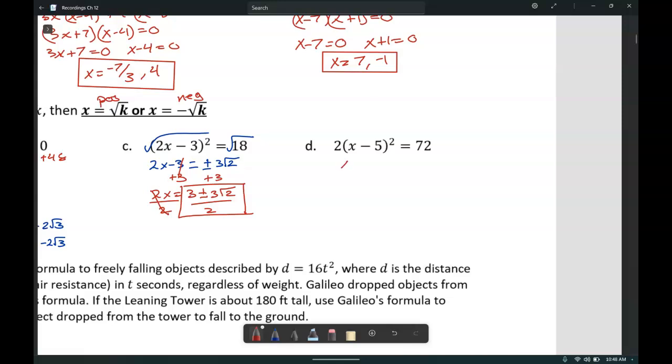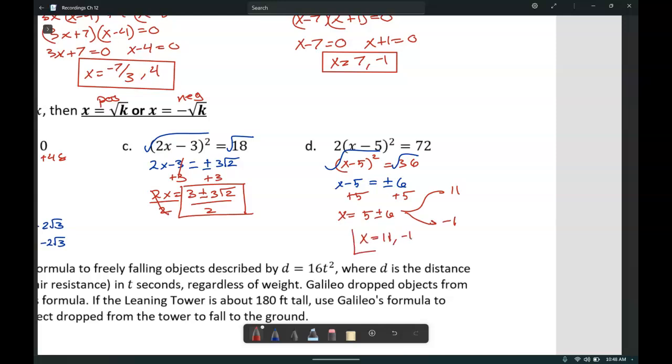Here we need to divide both sides by 2 before we take our square root. x minus 5 equals a positive and negative 6. We'll add 5. So x equals 5 plus or minus 6. And again, this one we can actually evaluate. 5 plus 6 is 11. 5 minus 6 is negative 1. So x is 11 and negative 1.